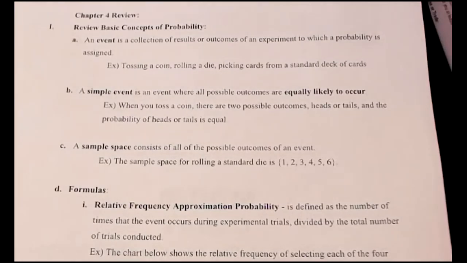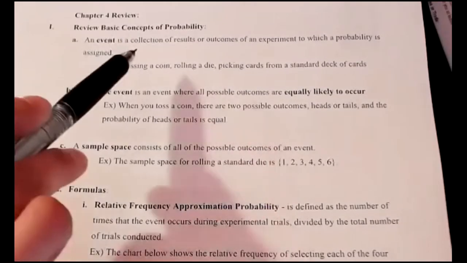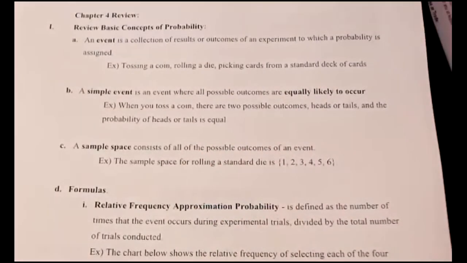A simple event is an event where all possible outcomes are equally likely to occur. So as a matter of fact, all of the examples that we expressed before. So tossing a coin, it's a 50-50 chance, right? It's either going to land heads up or tails up. Rolling a die, each outcome is 1 out of 6, because if you roll a 1, there's a 1 out of 6 chance you roll a 1. There's a 1 out of 6 chance you roll a 2. There's a 1 out of 6 chance you roll a 3, and so on and so forth.